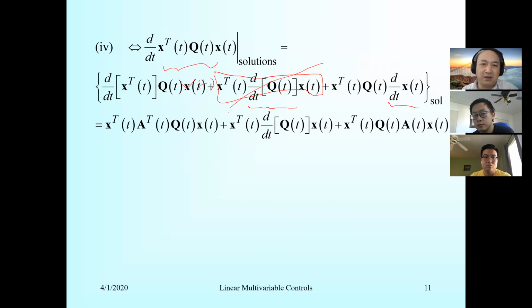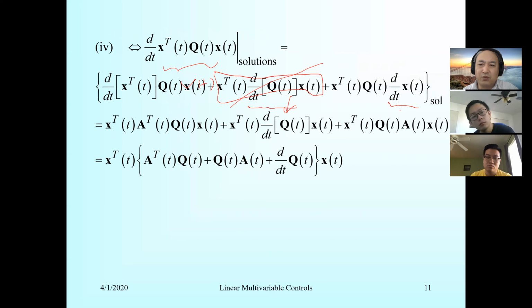But that's not the point here. Because we know that x dot is Ax, so x transpose dot is x transpose A. And I have Q and x. So this is another one. We copy this one here. This one we have x transpose Q and x dot is Ax. So we do a multiplication, pull out. What's left is A transpose Q, QA, and this one.